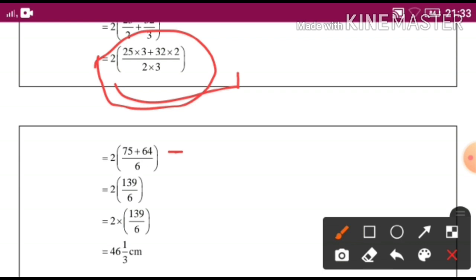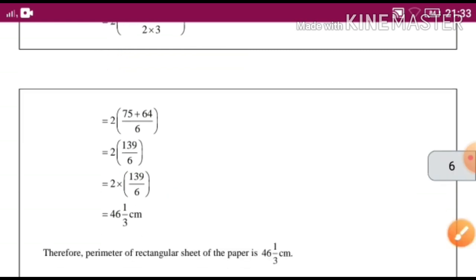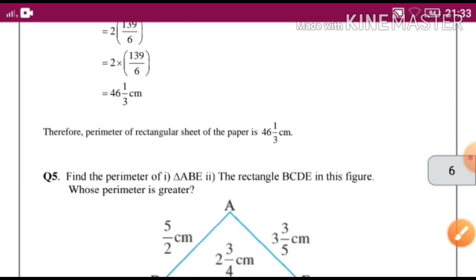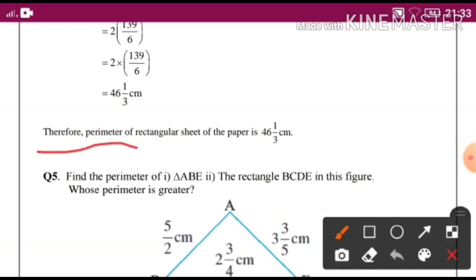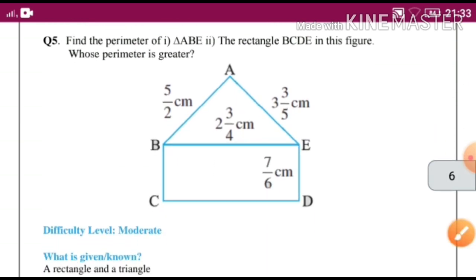So now we have to multiply this. Okay, so we get 46 1 upon 3 centimeters. This is your answer. Therefore, the perimeter of the rectangular sheet of paper is 46 1 upon 3 centimeters. Now let's come to question number 5.